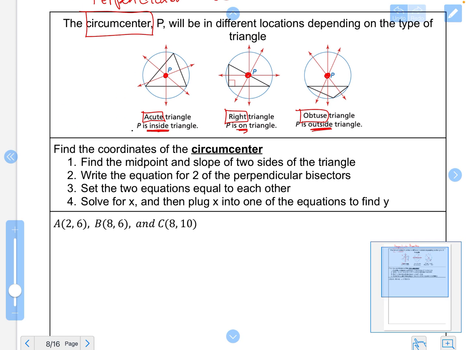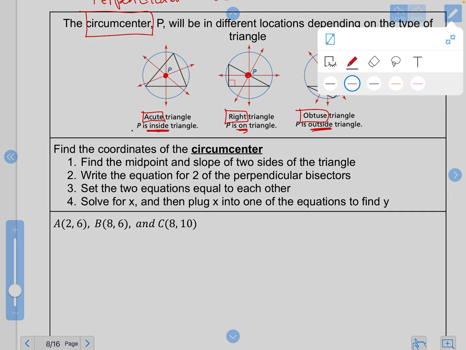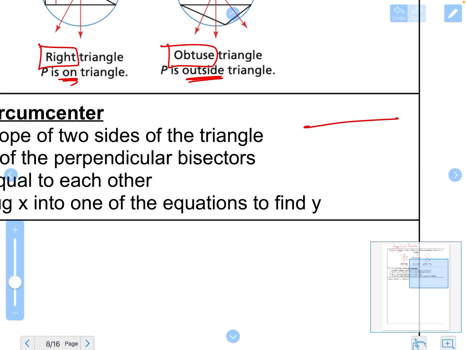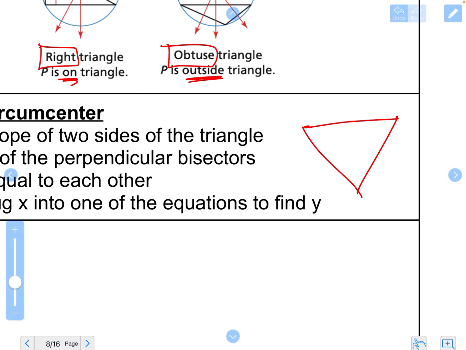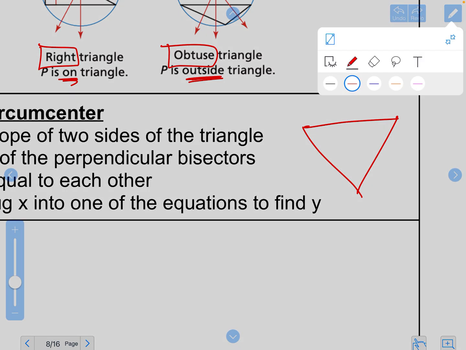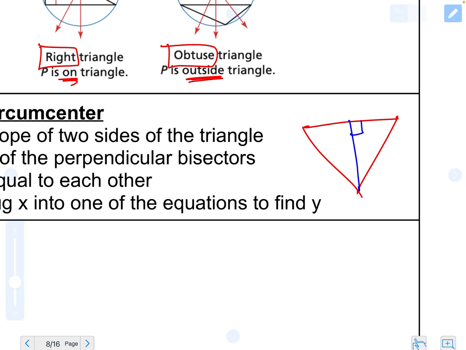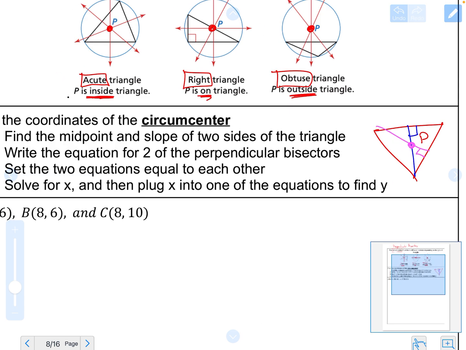So when we find the circumcenter, we need to find 2 perpendicular bisectors. Let me draw this in a different color. So we need to find 1 perpendicular bisector of our triangle, and then we need to find a second perpendicular bisector of our triangle, and then we need to find where that point meets. So we're going to find 2 equations of a line, and then we're going to solve the system of equations to find out what our x and y point P is.